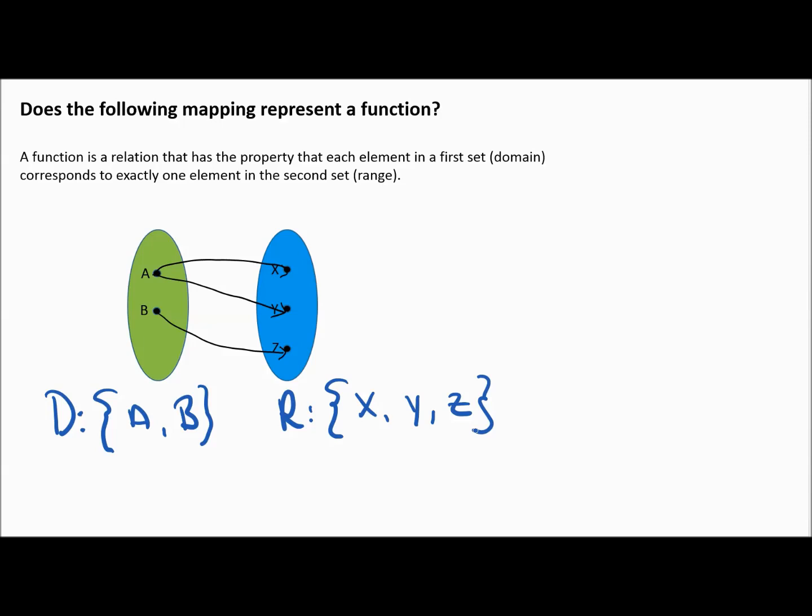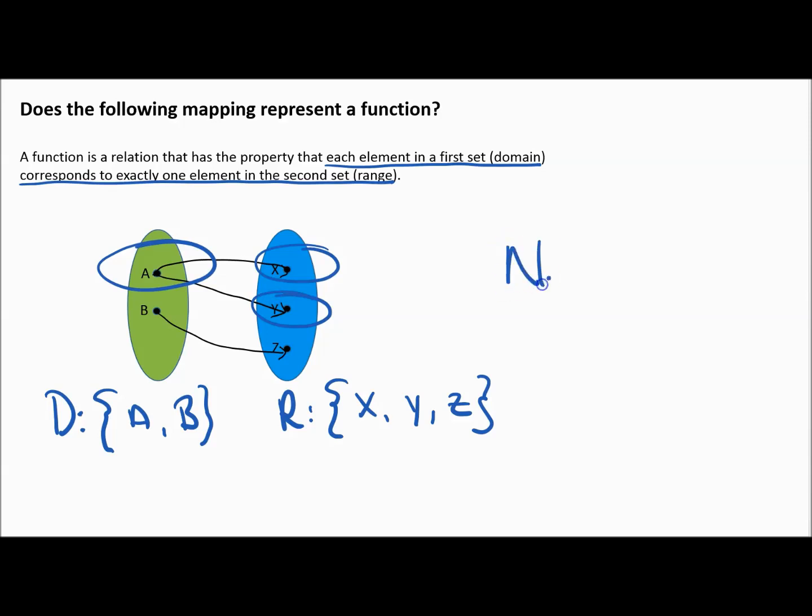Now the question is, does this mapping represent a function? So again, for each element in the first set, in the domain, does that correspond to exactly one element in the second set, the range? Well, check this out. A corresponds to two elements. It corresponds to X and Y, which means automatically this is not a function.